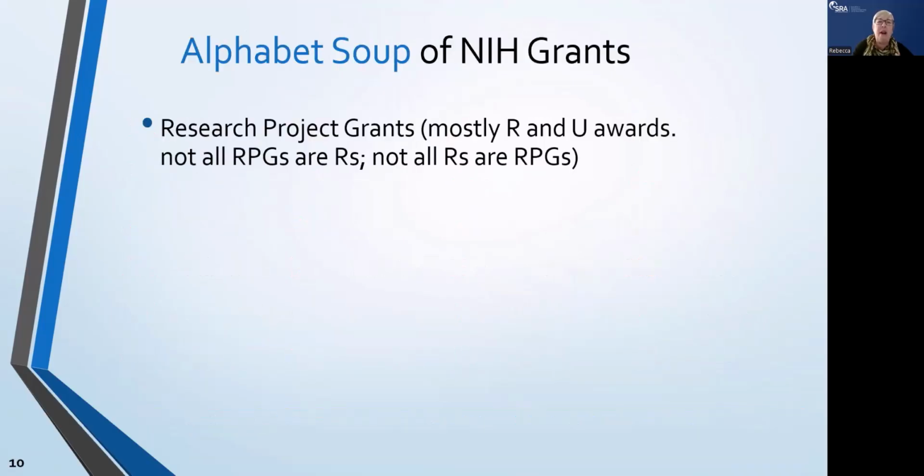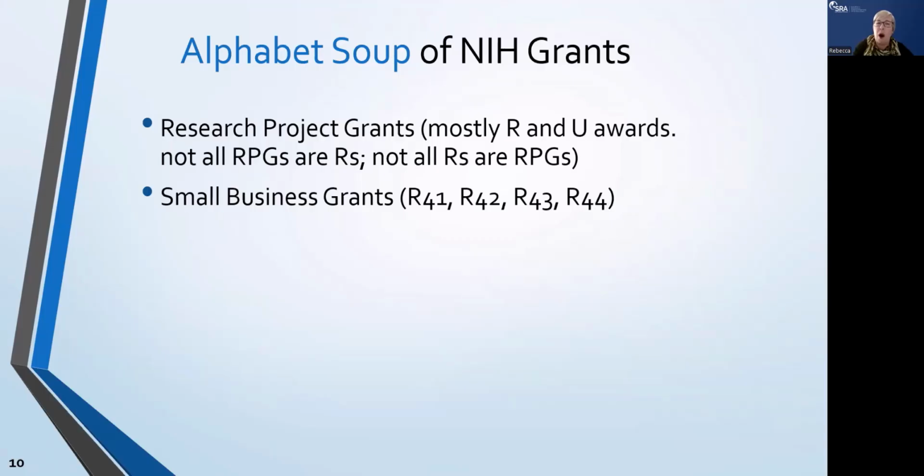So you're going to see an alphabet soup of NIH grants, and these are the categories of grants that NIH works with. There are research project grants, mostly R and U awards, but it's important to know, if you're working with NIH PIs, not all RPGs are Rs and not all Rs are RPGs. Why do you care? It affects the ease of access with the money.